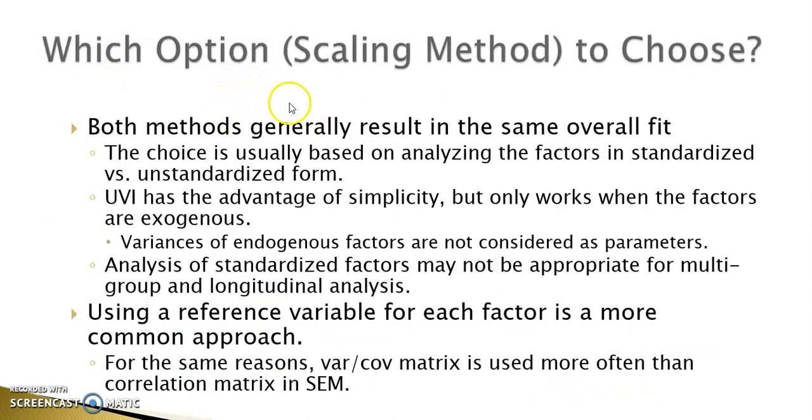Even though both strategies usually result in the same overall model fit, the second strategy of choosing a reference variable is recommended. One reason is that the variance and covariance matrix is used more often than the correlation matrix in SEM. Also, unit variance identification is inappropriate when comparisons are made between groups or across times.